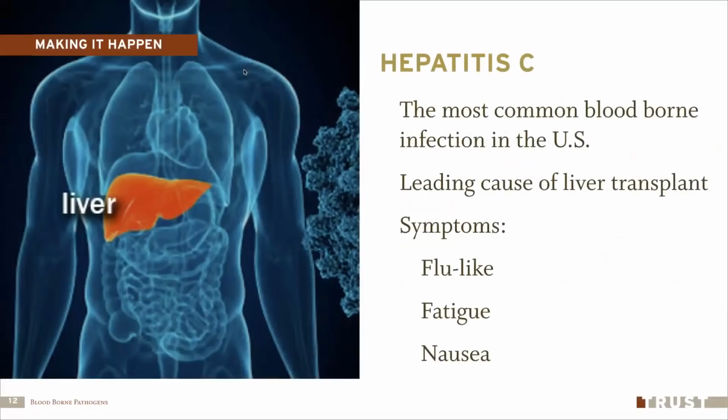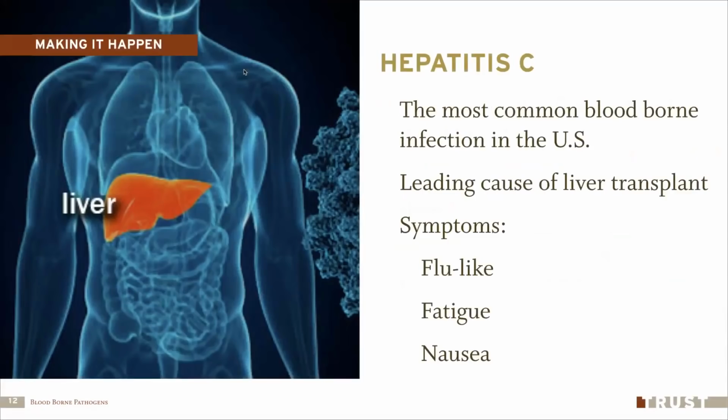Hepatitis C, this is another very common, actually it's the most common bloodborne pathogen infection in the United States. It is the leading cause of liver transplant. What it does is it attacks the liver, and it makes you feel really sick. It's flu-like symptoms with fatigue and nausea over a long period of time. And that's something we don't want to have. But people get this. It's very common.